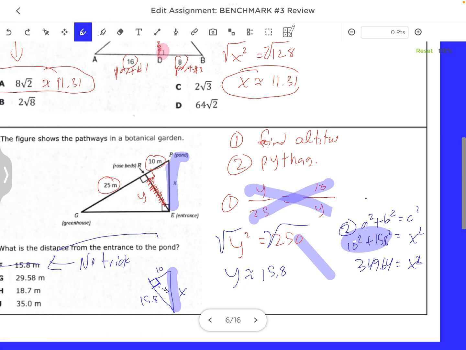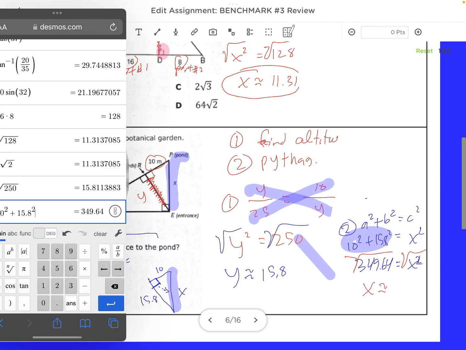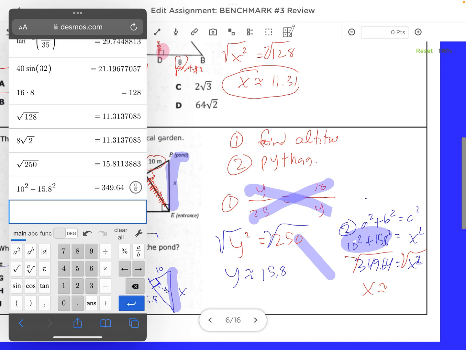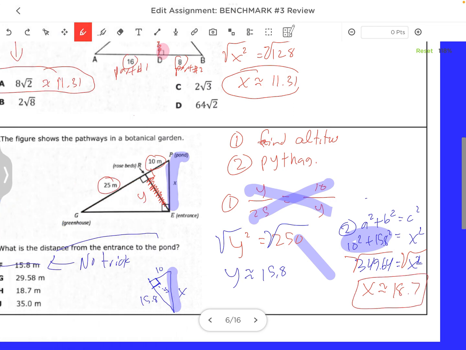So let's see if that was a wrong answer. No, that wasn't a wrong answer. So let's take the square root of both sides. Come on, we got this. See if you can get the right answer before I do. So that means x is approximately, let's put that in our calculator, the square root of 349.64 is 18.7. That's our correct answer, 18.7.